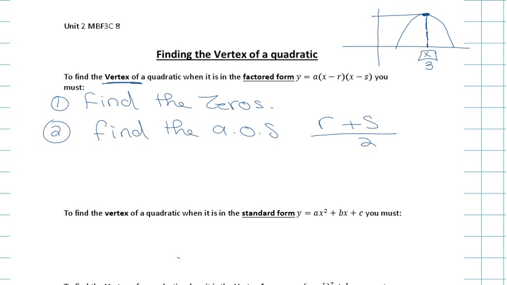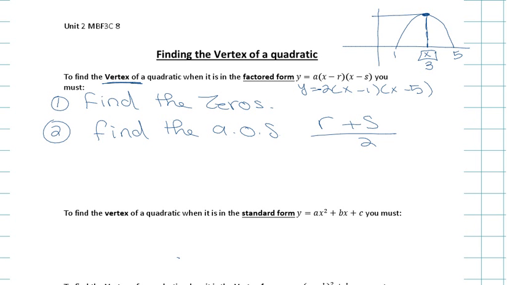Okay, so let me give you an example. Let's say I had y equals 2(x minus 1)(x minus 5). I found that the axis of symmetry is at 3 because my zeros are at 1 and 5. Zeros are 1 and 5, axis of symmetry is 3. If I plug that 3 into my equation, then I can solve for y, which is going to give me the optimal value.